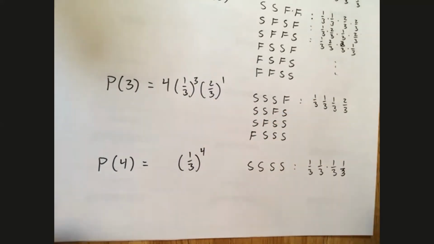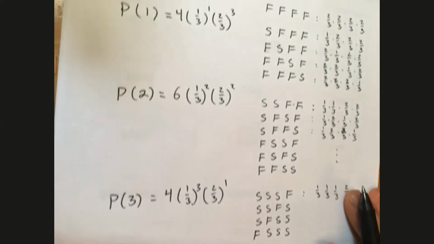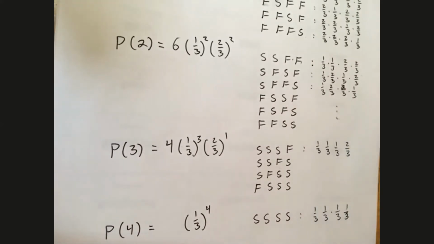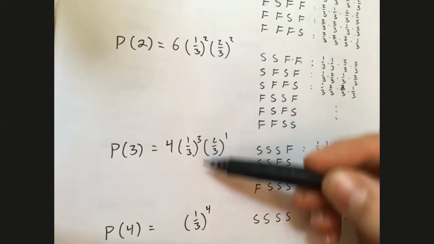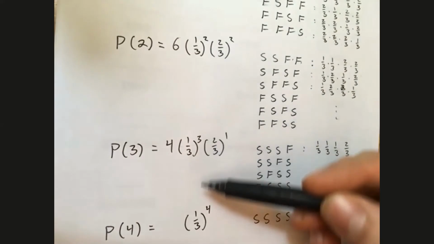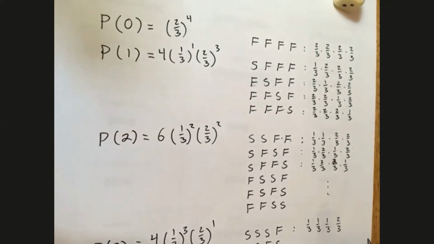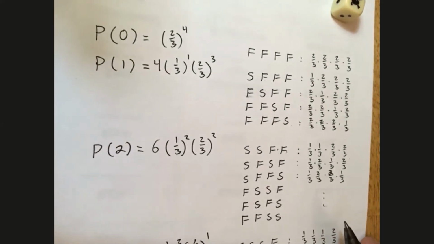All right, so we've computed all these different possibilities. We computed the probability of 0 through 4 successes. Now what I want to do, though, is look at these and see if we can recognize what the formula would be, so that we can do this in a more general setting.